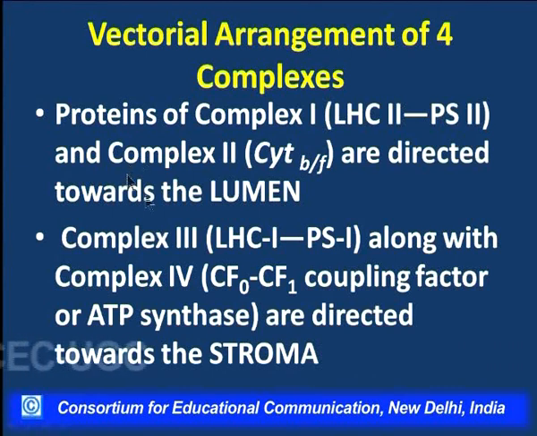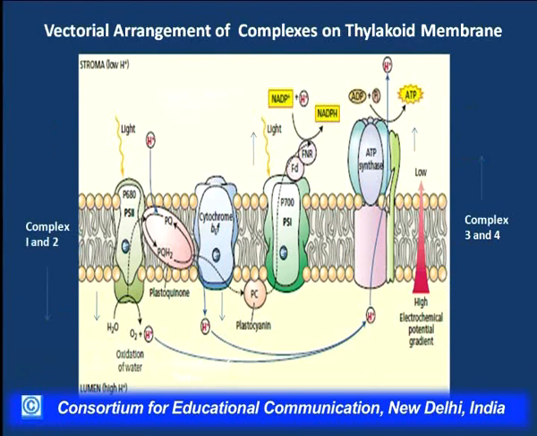On the other hand, the complex 3, that means it would come later, the photosystem 1, along with the complex 4, from where we have the CF1 and CF0, which are the coupling factors or the ATP synthase, they are directed towards the stroma. Now this is a very interesting aspect of the vectorial arrangement of the complexes. 2 are facing one side and the other 2 the other one. So the vectorial arrangement tells us many things.